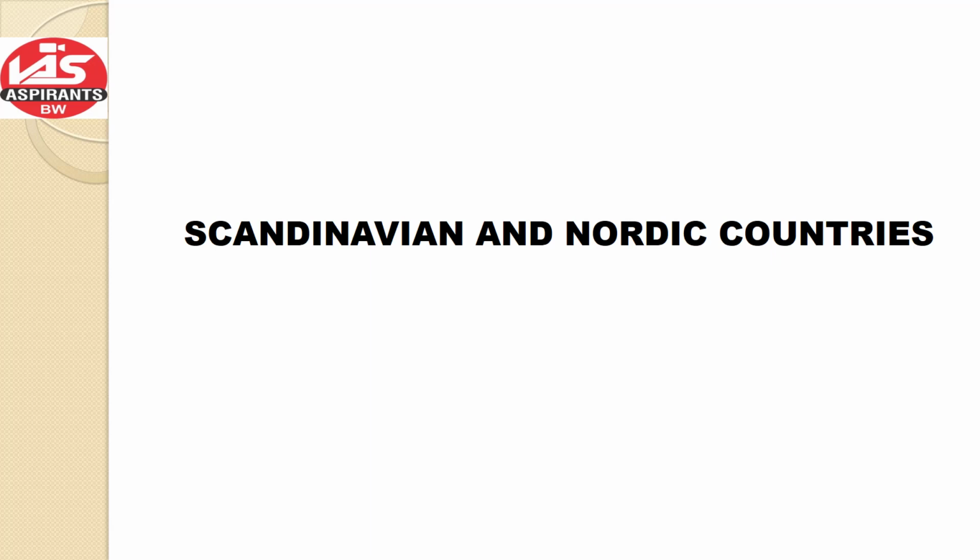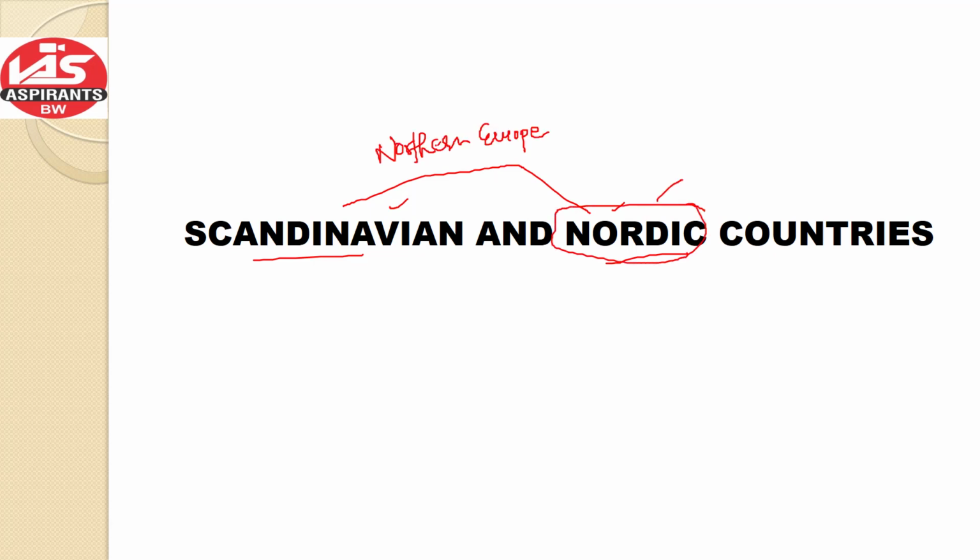Today we will discuss the difference between the Scandinavian and the Nordic countries. To understand this difference better, we should look at the location of the countries which are included in Scandinavia and the Nordic countries so that we can remember them easily. One thing common to both is that the countries belong to Northern Europe. In fact, Nordic itself means north, which means countries of the north.